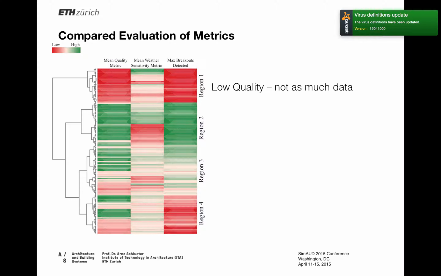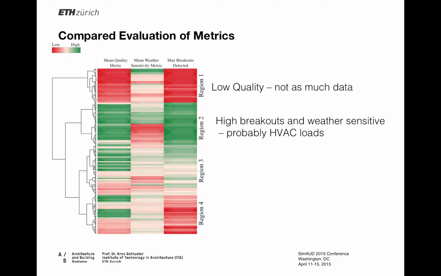Region 1 is lower quality data, maybe not as complete. It's a lot of data points that just don't have as much data stored, and I'm just going to look at those last. They have quite a low number of breakouts, but they just have a low amount of data, so that makes sense. Region 2 are data points which have a high number of breakouts and are seemingly weather sensitive. These are probably HVAC loads, heating and cooling loads, and that's fine. I know that. If I'm looking for lighting and plug load occupancy schedules, I'm going to look somewhere else.